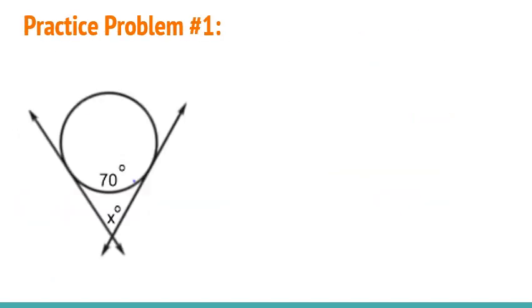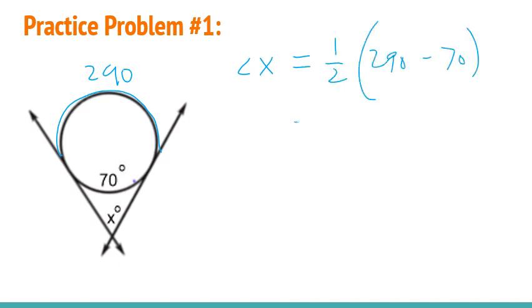Okay, let's apply this. Let's practice this. So I'm going to do this the long way, and then as we go further, I'll take some shortcuts. But if we're looking at this, we're given the 70-degree arc. So if we wanted to figure out the rest of it, we do 360 minus 70, so that's going to be 290. And now I can say angle X equals 1/2 of 290 minus 70.